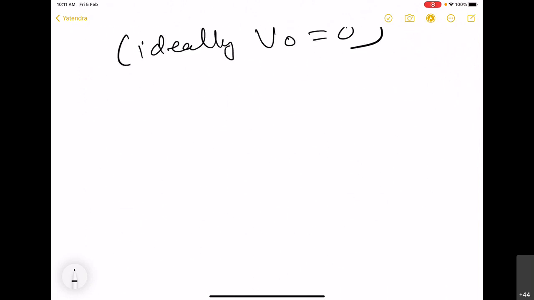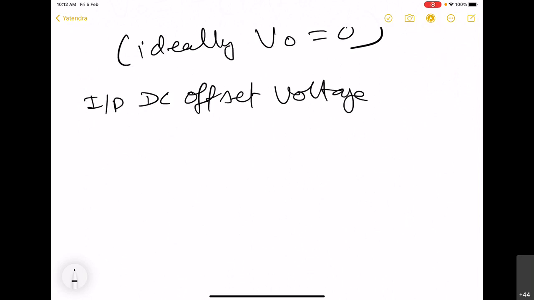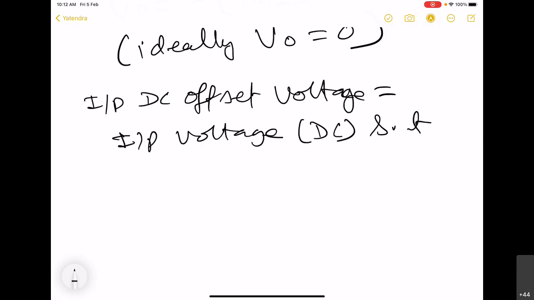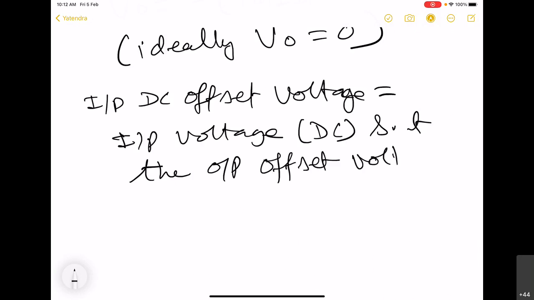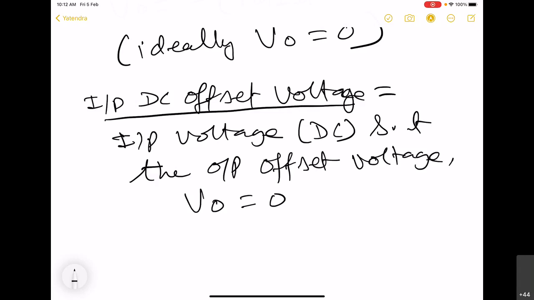So the input DC offset voltage is equal to input voltage, which of course is going to be DC, such that the output offset voltage, which is VO, is equal to 0. So this is how we are going to set up the equation and find out the input DC offset voltage.